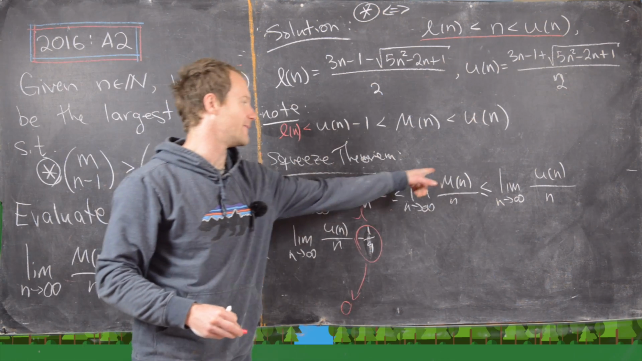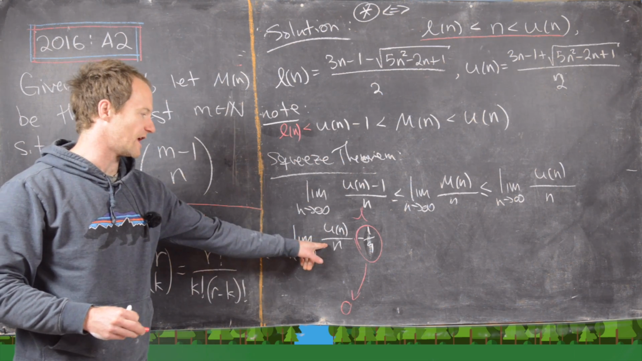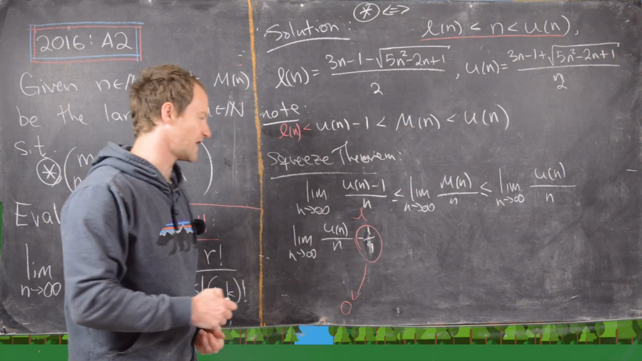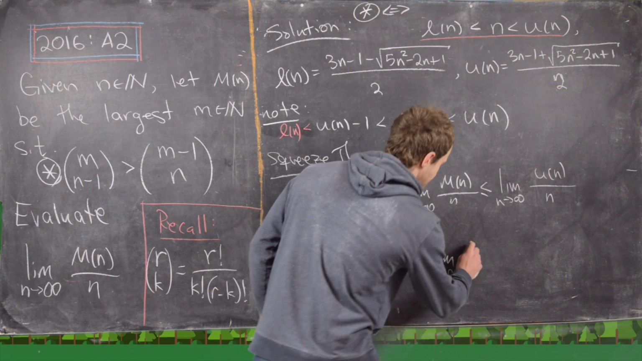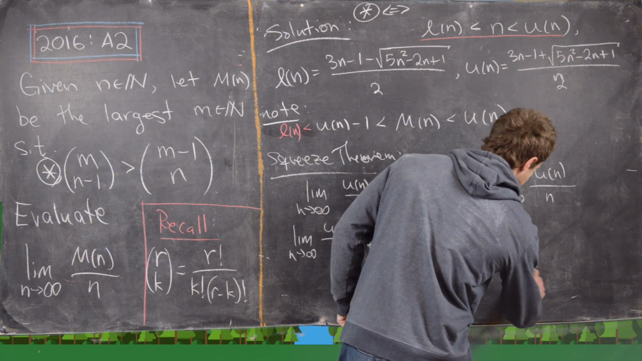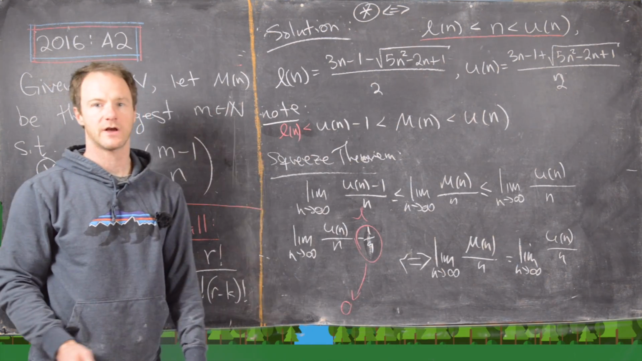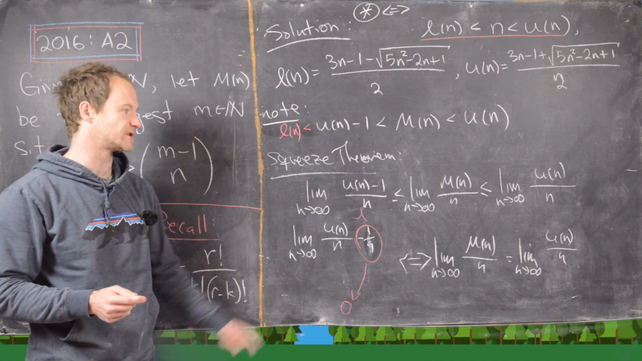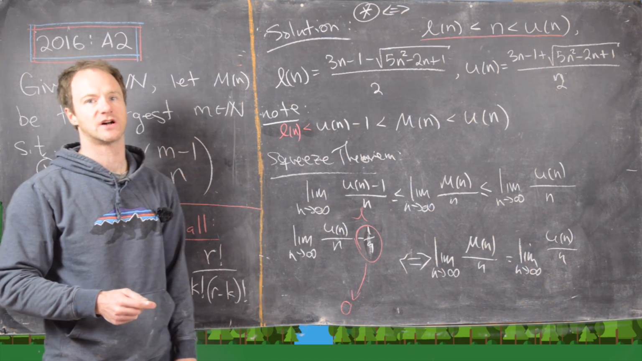So notice that the limit of m of n over n is bounded between the limit of u of n over n and this thing that goes to 0, so we can disregard it. In other words, the limit as n goes to infinity of m of n over n has to be the same thing as the limit as n goes to infinity of u of n over n. Okay, good. But we have a nice formula for u of n that a Calculus 1 student could use in order to calculate this limit, and so that's what we'll do. I'll clean up the board and then we'll finish it off.